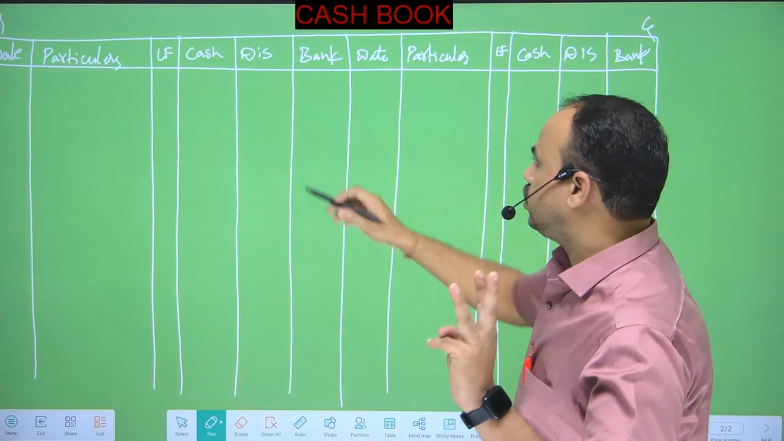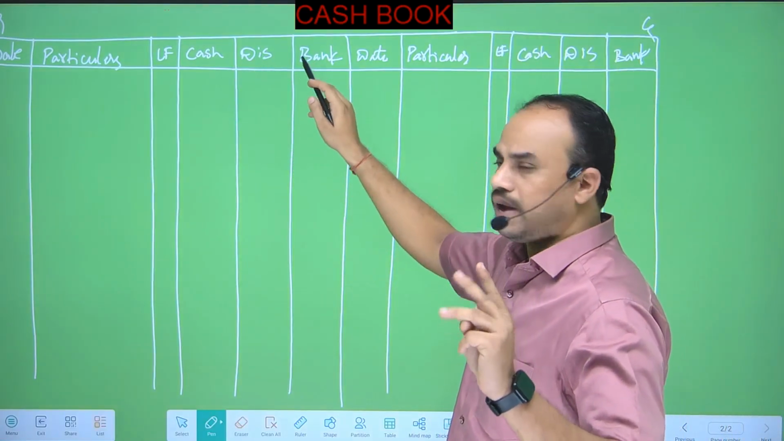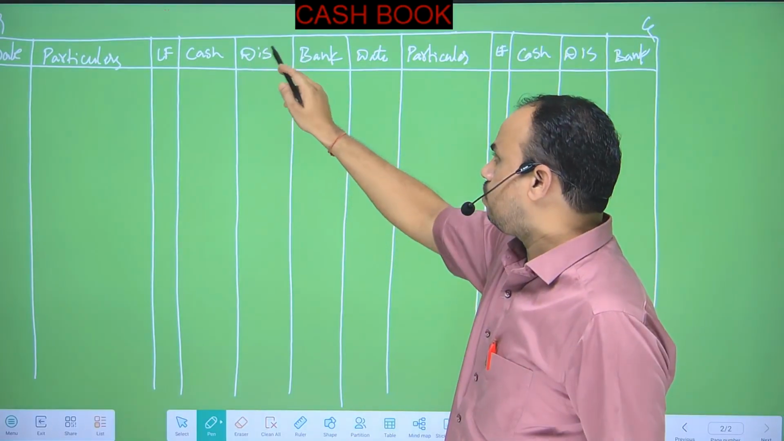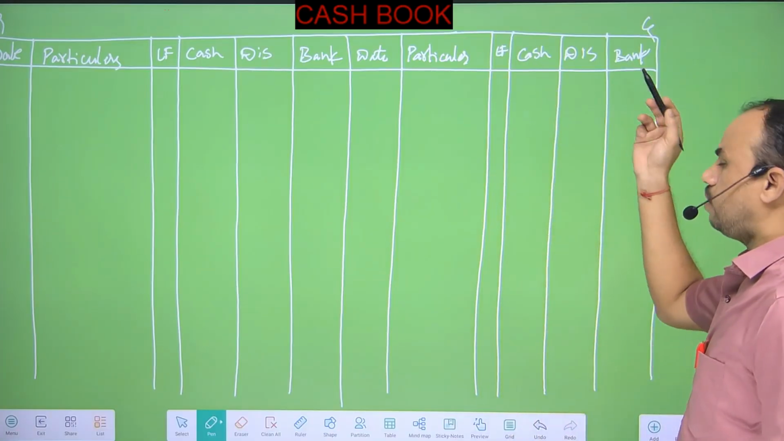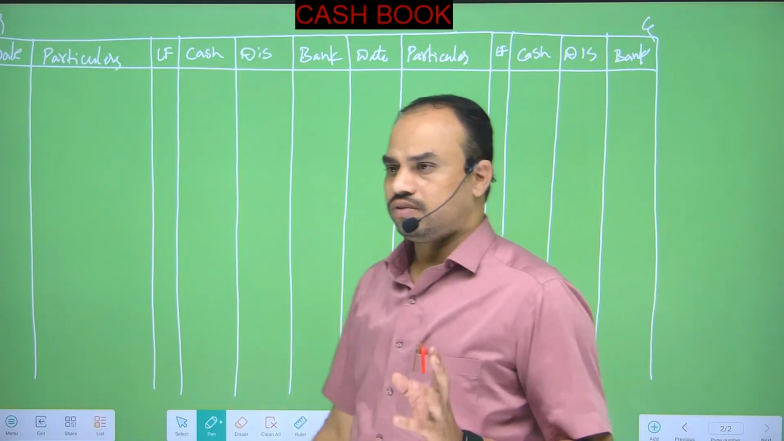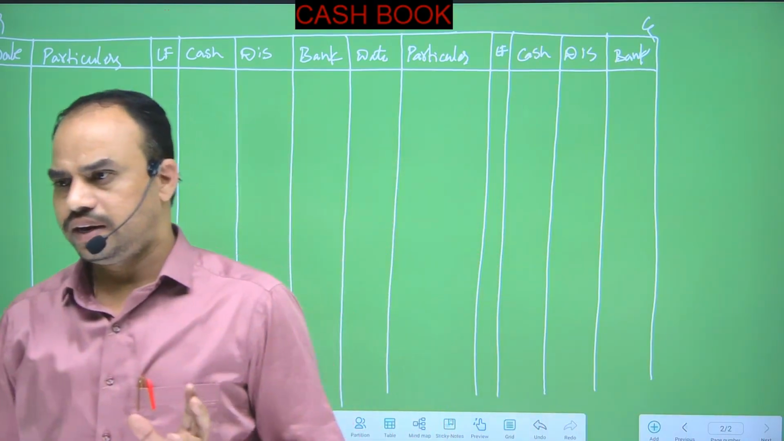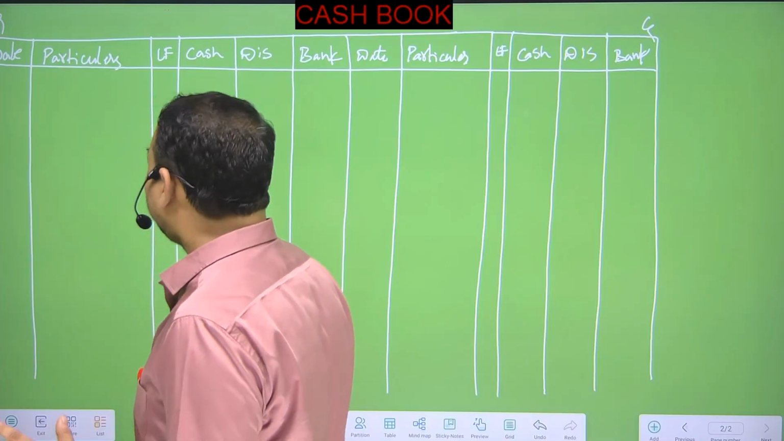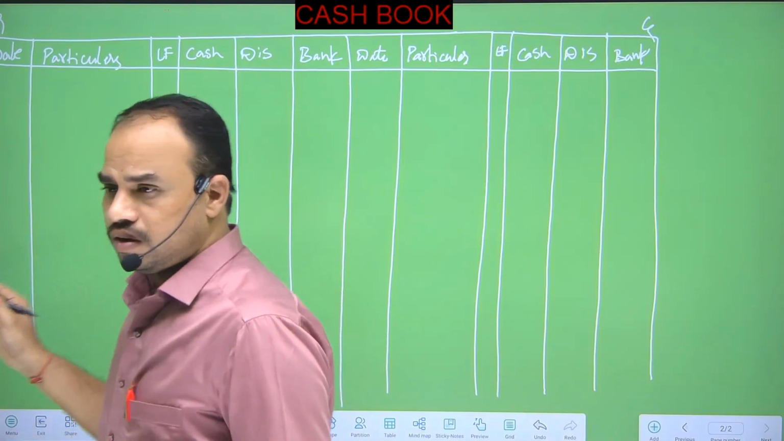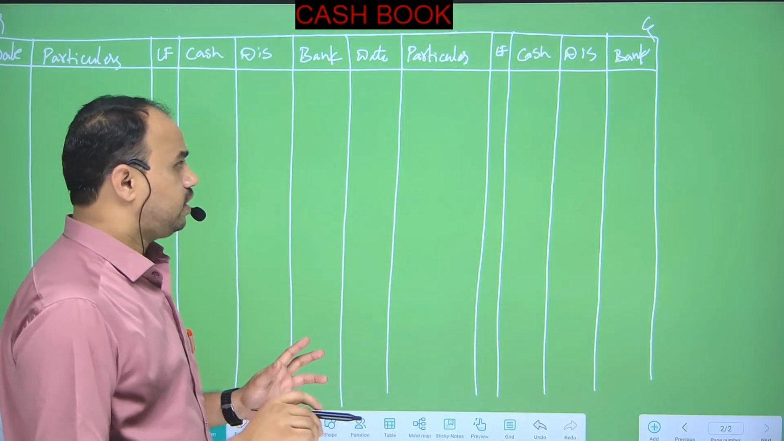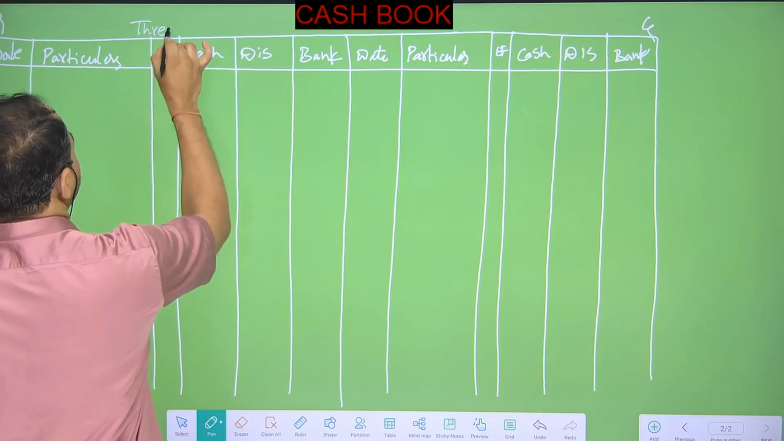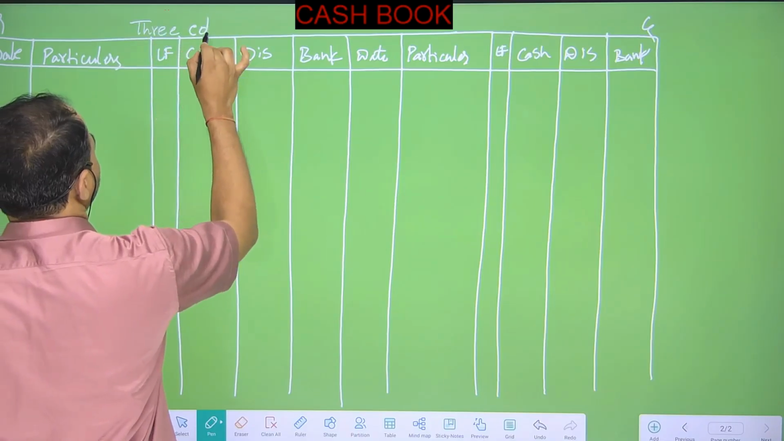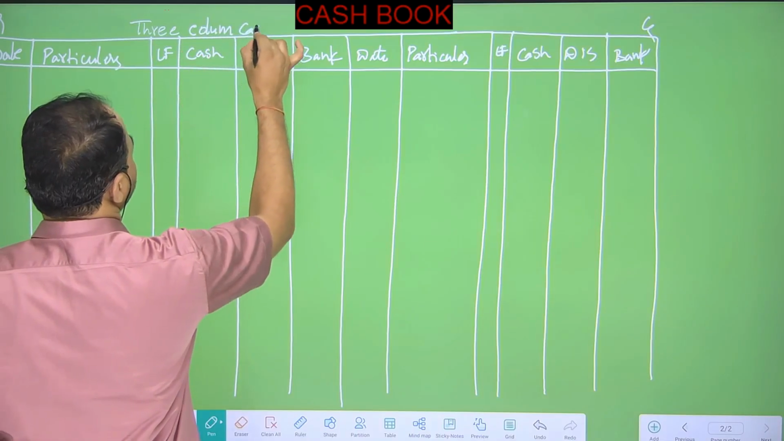So the three columns are the cash column, the discount column and the bank column. On the debit side and the credit side, both have a cash column, discount column and bank column. So both sides we have to draw three columns. That's why it is called three column cash book. Here I will write the heading for your understanding: three column cash book or triple column cash book.